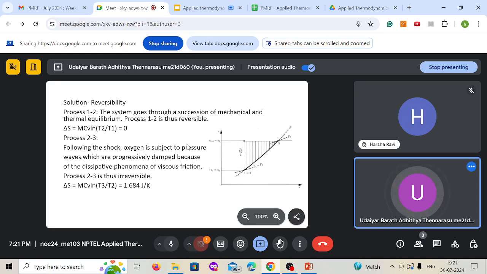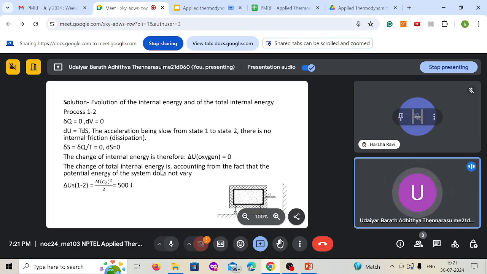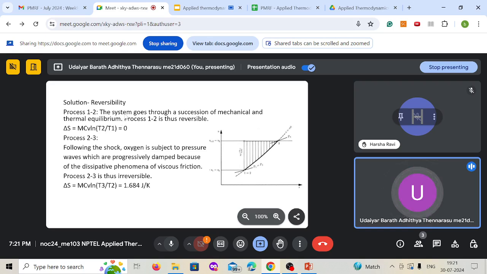So the third question was, is the process reversible? The system goes through a succession of mechanical and thermal equilibrium. So process 1 to 2 is a reversible process because it happened very slowly. You accelerated the vessel to a constant speed. Just like that, you can gradually reduce the speed and bring it to a stop. So that process is reversible.